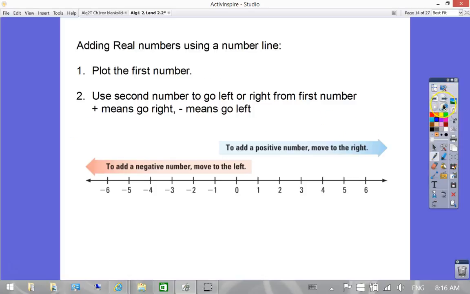Okay, now we jump to the next section, which is called adding real numbers. Adding real numbers, the first thing you do is you plot the first number, and the second thing is you go left or right from the first number on a number line, depending on whether the second number is positive or negative, or if you're adding or subtracting. We know that on the number line, greater than is always to the right, less than is always to the left.